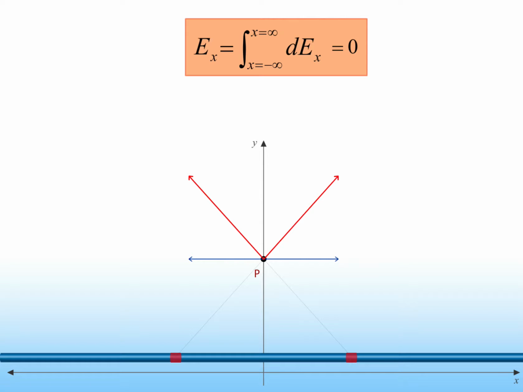Since the line is infinite, for any segment we choose at minus x, there's another segment at plus x that will produce an E field at P whose x component exactly cancels the x component of the E field at P produced by the segment at minus x.